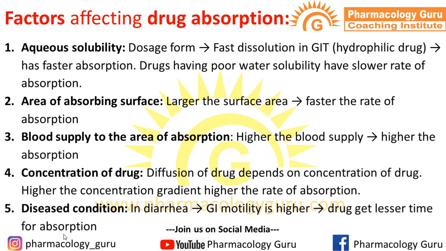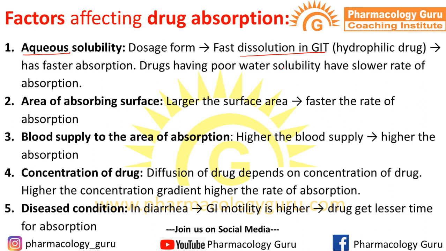The first factor is the aqueous solubility. For a drug given through any dosage form, if that dosage form is soluble inside the gastric media, only then will the drug get absorbed. If you take a tablet but it won't dissolve in the stomach or the intestine, then it wouldn't be absorbed. So the first important thing is the drug must be soluble in the medium. Dissolution of the drug into the GI media is very important.